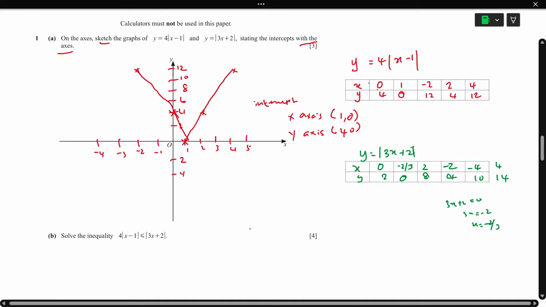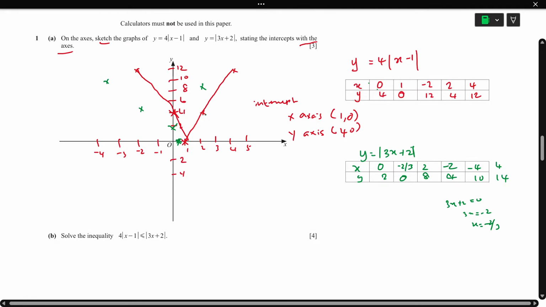So I'll plot these points. 0 comma 2: x is 0, y is 2, so it's going to be here. Next negative 2 over 3, as a decimal about negative 0.7, comma 0, approximately somewhere here. Next 2 comma 8 is here. Next negative 2 comma 4 is here. Next negative 4 comma 10 is here. Next 4 comma 14, that we don't have.